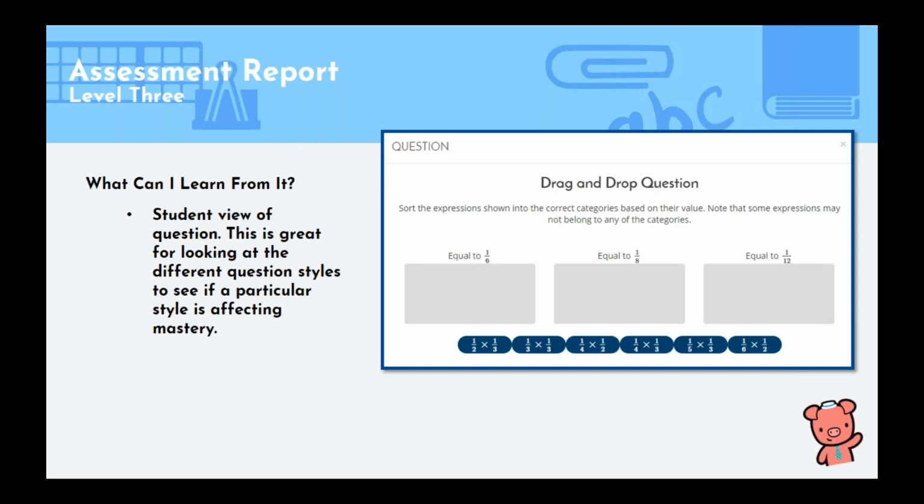And if they're all struggling with the same style of question, it allows you to tailor your assessments and your checking for understanding to be more similar to these styles of questions.